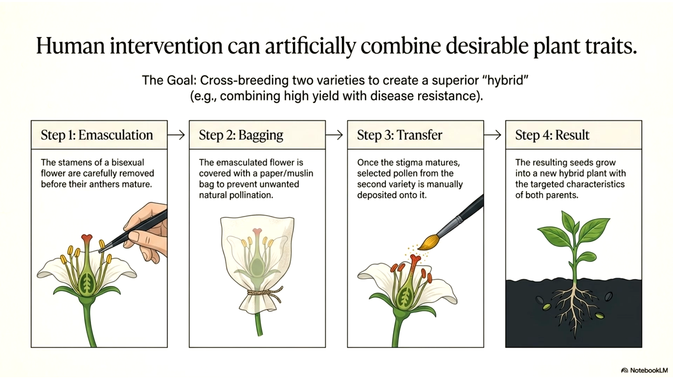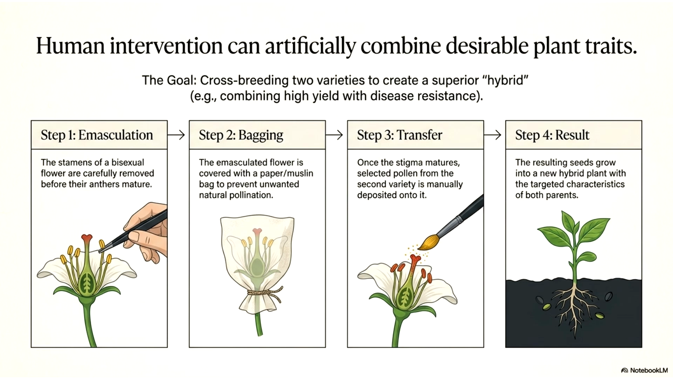This slide is showing hybridization of flowers, that is crossbreeding. This hybridization gives a high yield with disease resistance. That means production will be more, high yield and disease resistance, so that it should prevent diseases. So there are four steps.